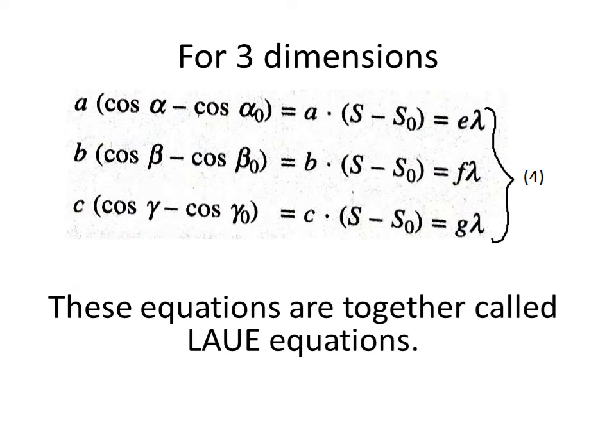Now obviously when we extend that to three dimensions, we will have one more set of atoms arranged along the C direction, and their direction cosines will also be different, given by gamma and gamma 0, and we will use a different integer g to represent that equation. So essentially, in order for the diffraction condition to be satisfied from an actual crystal with three-dimensional periodicity, we have three sets of equations which are to be simultaneously satisfied. That means the diffraction condition is very stringent.